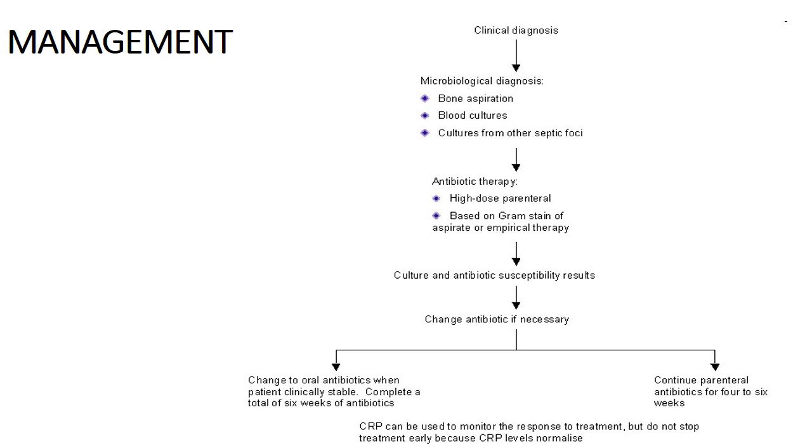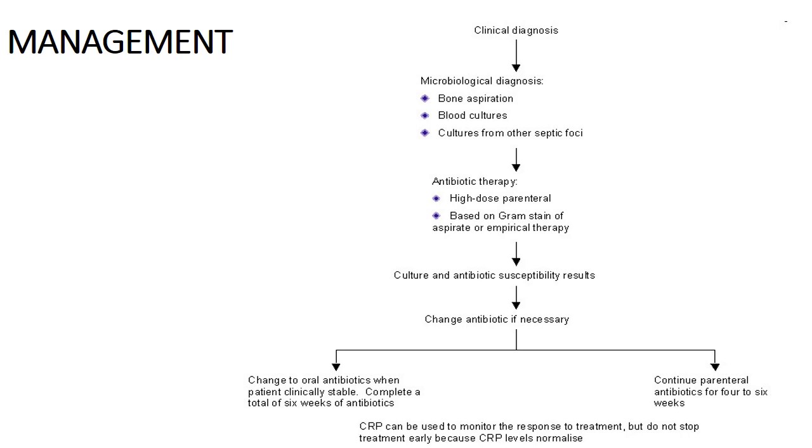For antibiotic therapy, high dose parenteral IV antibiotics are usually started, and as the most common organisms are gram positive bacteria, or based on the gram stain of the aspirate, empirical therapy can be started. And whenever the culture and sensitivity results come, you can change the antibiotic if necessary.